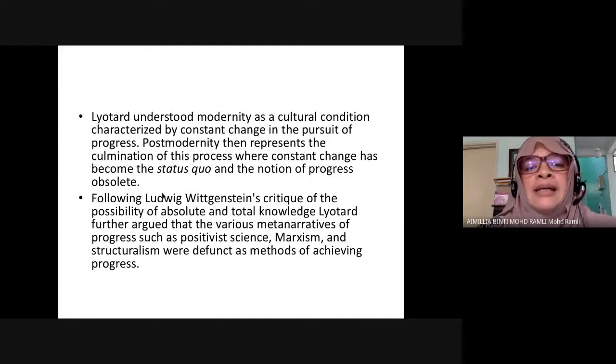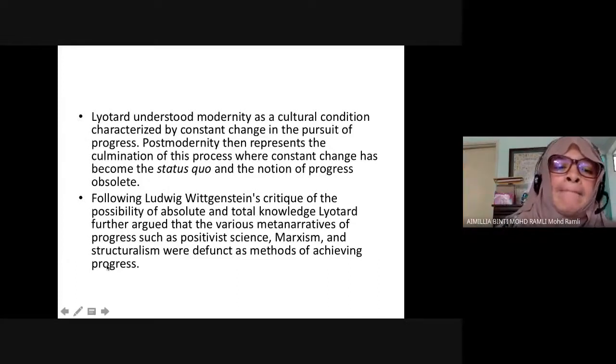So in this period of postmodernity, Wittgenstein is questioning whether meta-narratives can actually explain life. Because there is no longer the idea of progress, and we cannot really make sense of this world anymore, according to Wittgenstein.